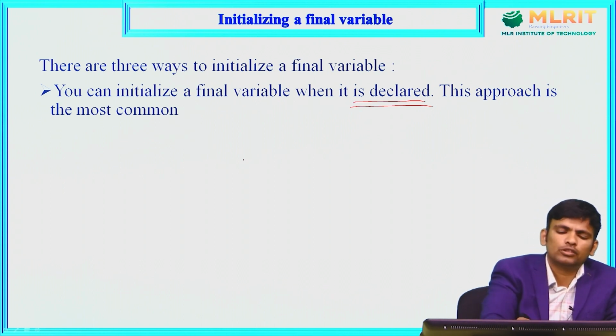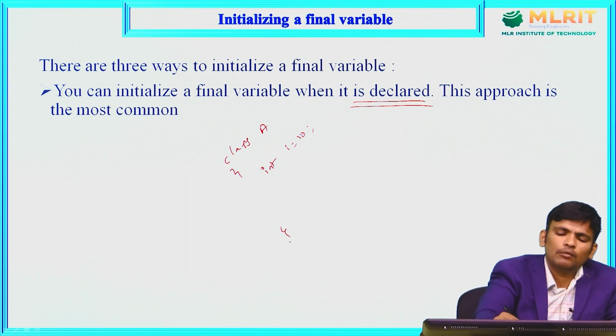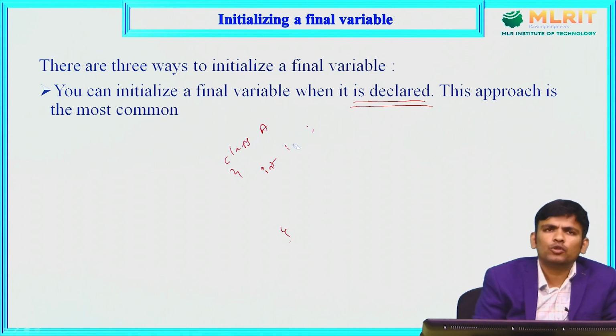Suppose in a class A, I declare int i equals 10. Now, it is an instance variable, so for an instance variable initialization is optional. If you want, you can initialize it, or if you want, you can ignore it. Suppose here I ignored initialization. This will work, no problem.